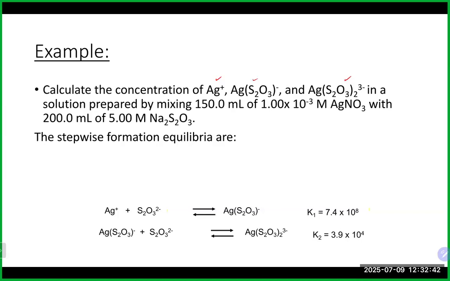We're going to mix 150 milliliters of 1 times 10 to the minus 3 molar silver nitrate with 200 milliliters of 5 molar Na2S2O3. We can get our overall reaction here by adding these steps together. We will see that we cancel this species out, as it's on opposite sides of the arrow. That leaves us the overall reaction, which is silver plus a couple of thiosulfates, and that will form our complex ion in this case.